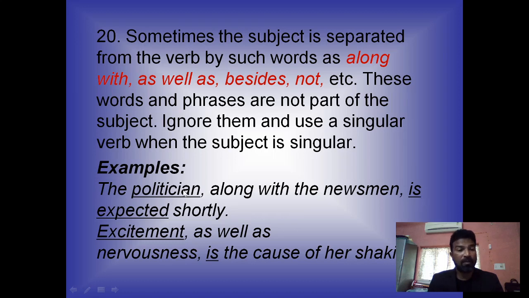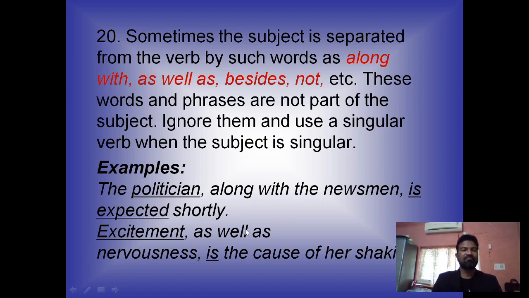ఇక్కడ The politician along with the newsmen is expected shortly. ఇక్కడ ఈజ్ అనేది ముందు వచ్చినటువంటి సింగులర్ వర్బ్‌ని బట్టి. లేదు, ఇక్కడ ప్లూరల్ అనుకోండి, Politicians అని వచ్చింది అనుకో, అప్పుడు ఆర్ వస్తుంది. The politicians along with the newsmen are expected shortly. ఎందుకంటే ఇక్కడ politicians అని ప్లూరల్ వాడితే, బట్ ఇక్కడ సింగులర్ వాడాం కనుక The politician along with the newsmen is expected shortly.